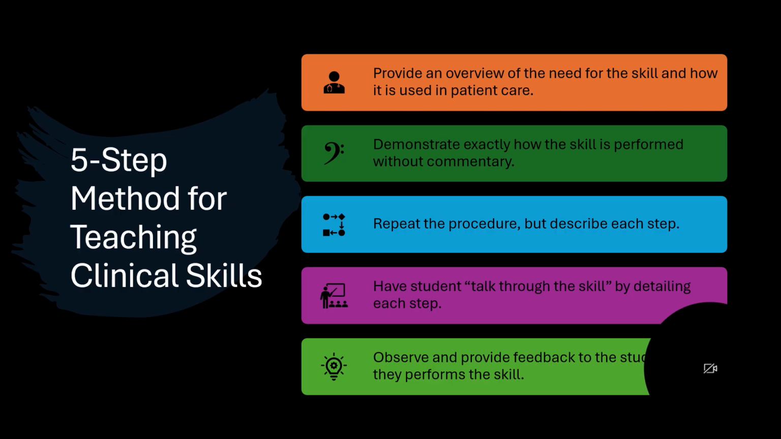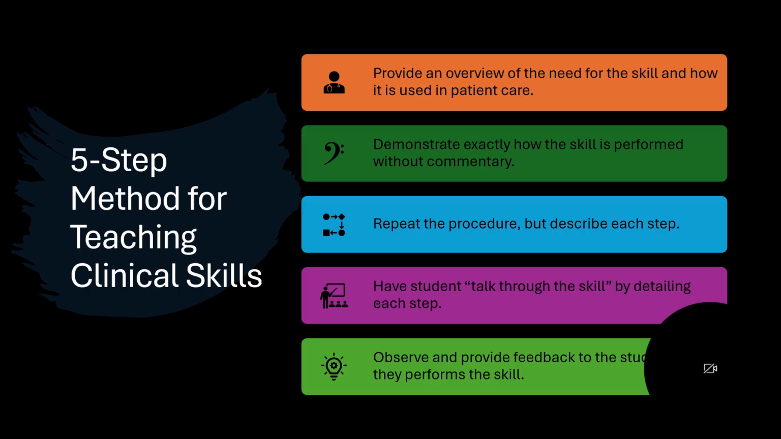An easy example is to provide an overview of a rotator cuff tear and the need to increase range of motion after the surgery. Show the student how to complete the passive range of motion without telling them what you're doing. Simply ask them to observe everything that you're doing and be prepared to replicate it.